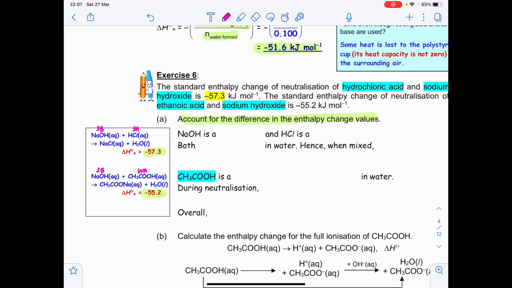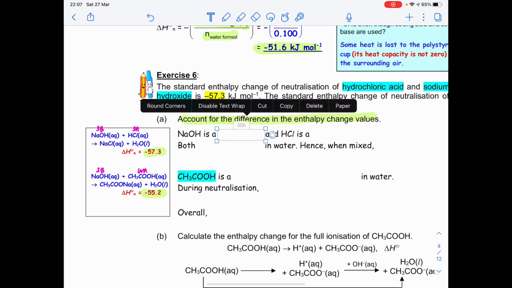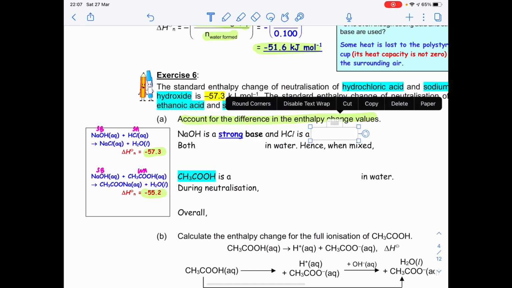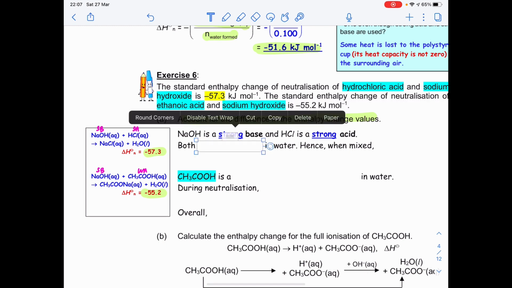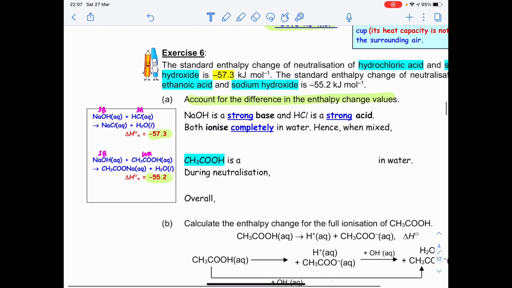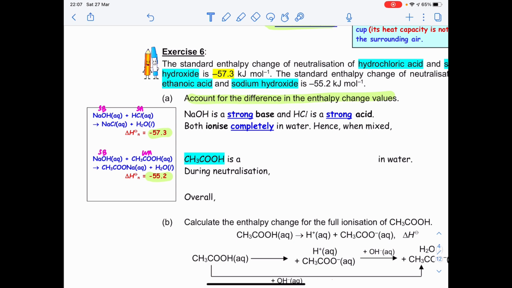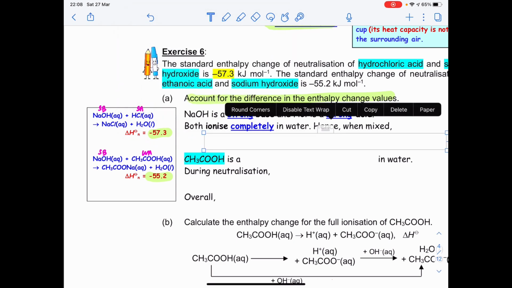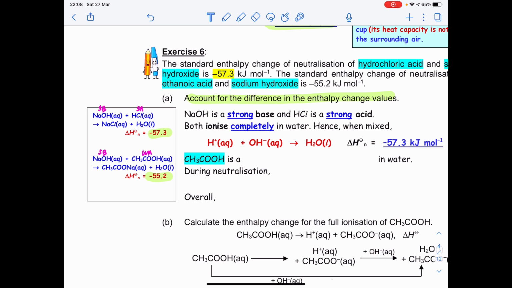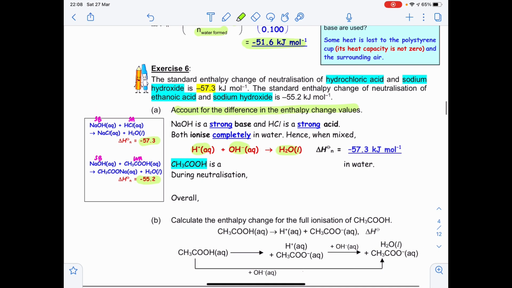We have noted that sodium hydroxide is a strong base. HCl is a strong acid. Both ionize completely in water. So when mixed, it is equivalent to mixing H⁺ and OH⁻ directly from the strong acid and the strong base to form water. And therefore the enthalpy change of neutralization is minus 57.3 kilojoules per mole.